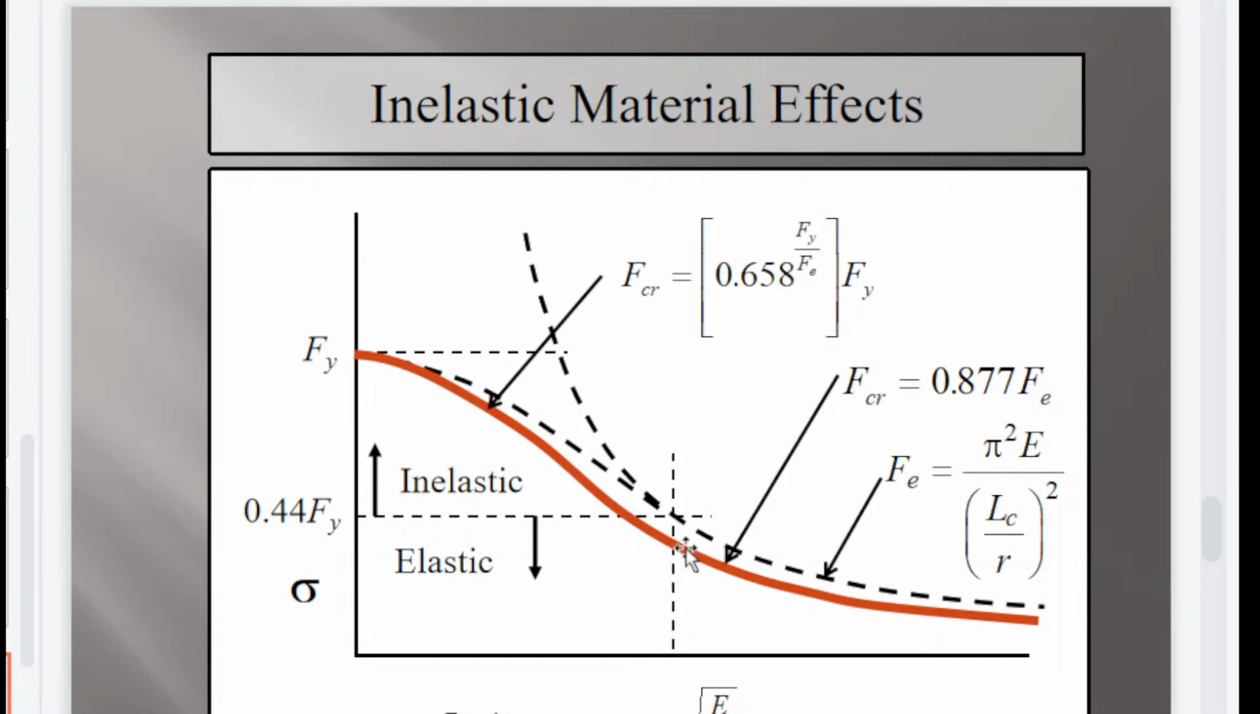Another thing, we have Fcr right now, the critical stress. That is a little bit lower than the Euler's because of this. So 0.877 Fe, that is the value. So on Fcr at this point, up to this point we have another.